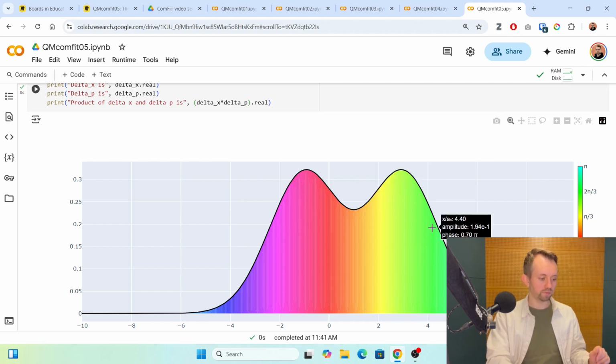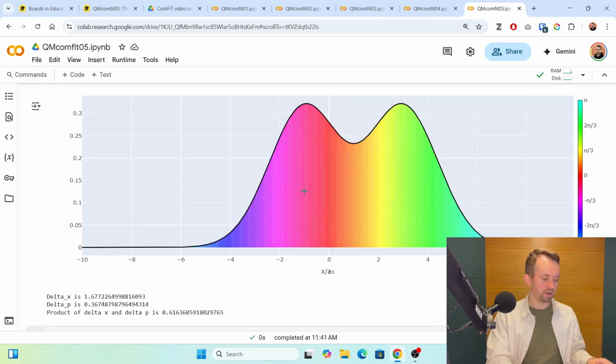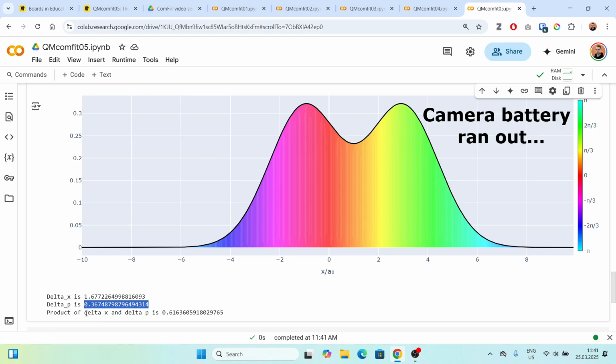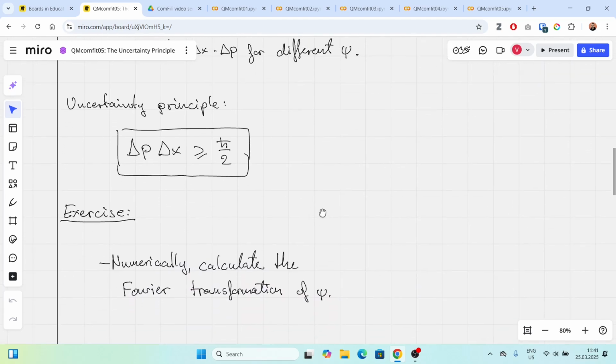It still integrates to 1, but now if I calculate the variance in the x position and the variance in the momentum, you can see that the product of delta x and delta p is actually larger than 0.5, which means that the uncertainty principle holds, and it's just in the case of these Gaussian functions that it's equal to 0.5. And so that's the uncertainty principle from a numerical point of view.